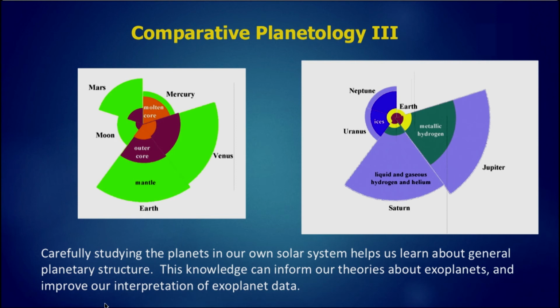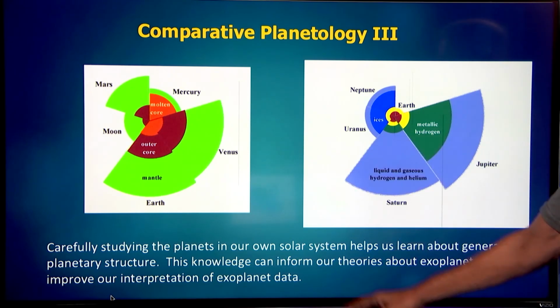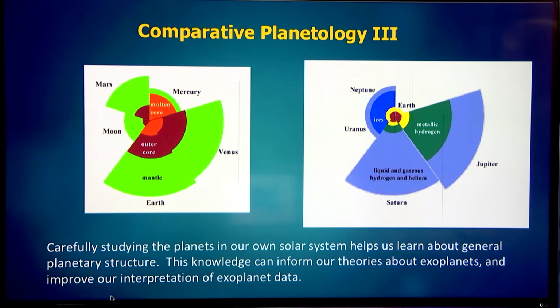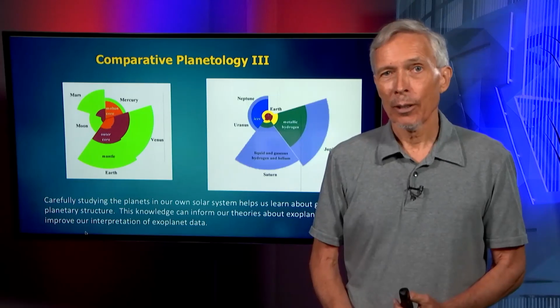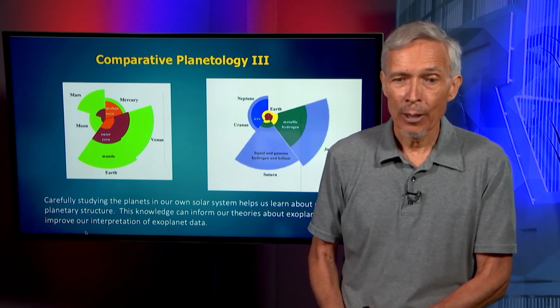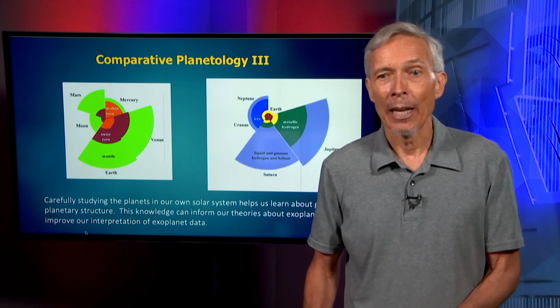And here you can see a composite of the cross-sectional structures or interior structures of the terrestrial planets compared to the gas giant planets. So carefully studying the planets of our solar system hopefully tells us about the general situation of planetary structures. And this in turn can inform our theory of how planets form in general and help improve our interpretation of the exoplanet data that's coming in.